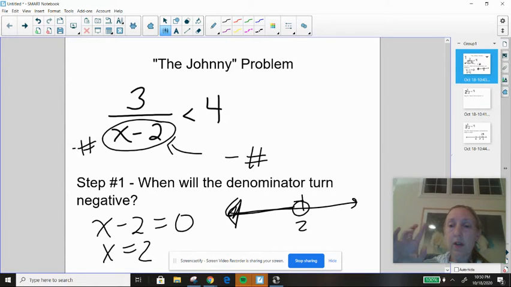So step 1 is determine when the number turns negative. If this was a greater than sign, I wouldn't want it to be negative, so I would know that everything below 2 doesn't work. So when the fraction turns from negative to positive is what you want to be figuring out. When is it changing signs? So that's step 1.